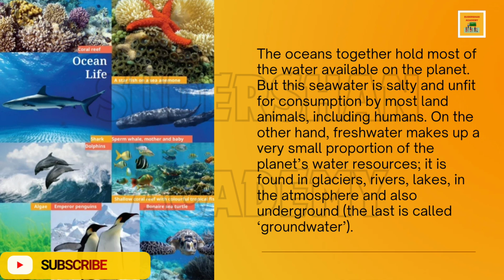On the other hand, fresh water makes up a very small proportion of the planet's water resources. It is found in glaciers, rivers, lakes, in the atmosphere and also underground. The last is called groundwater.